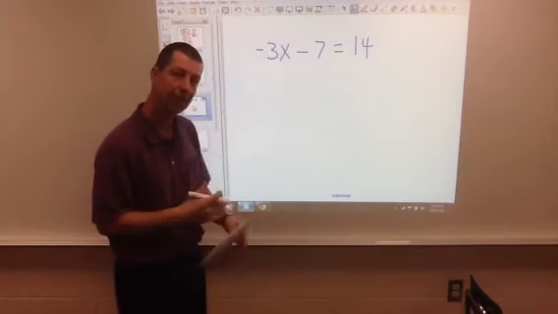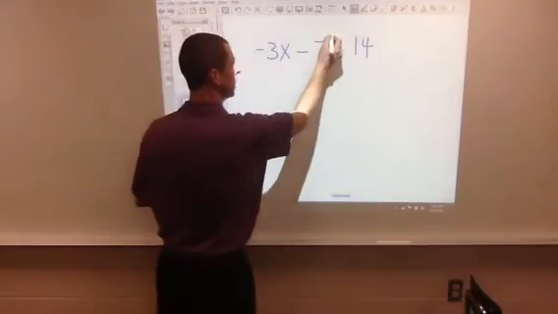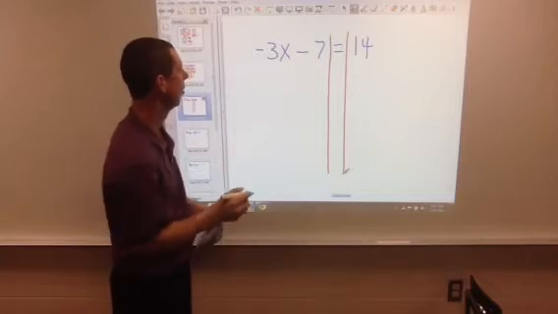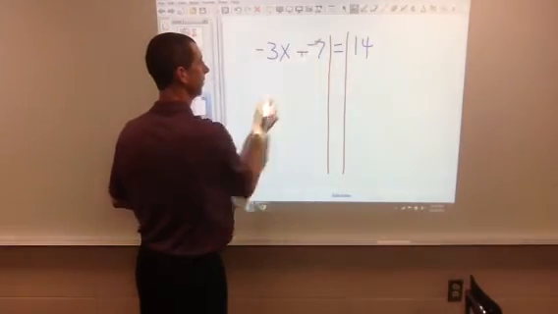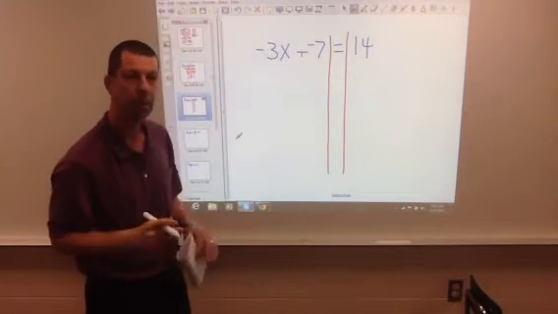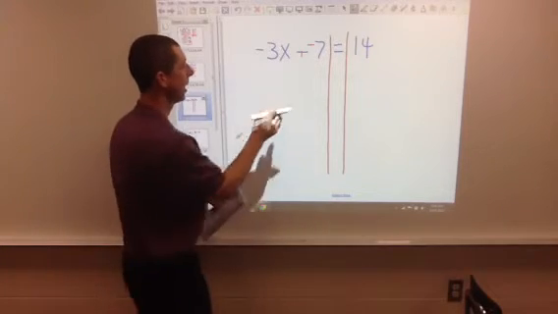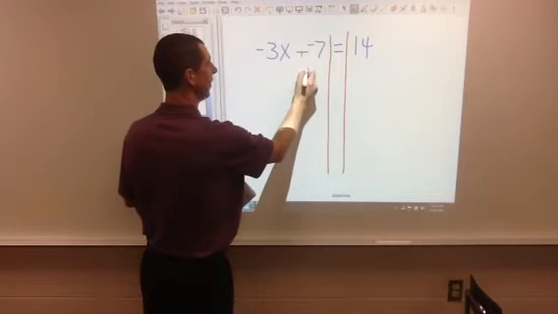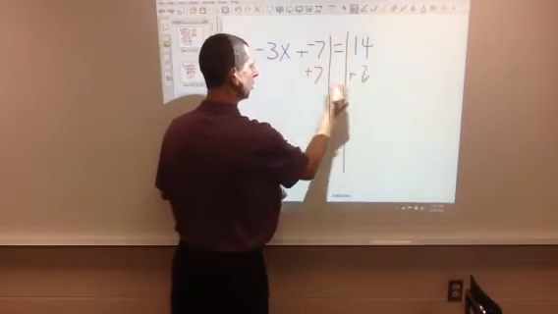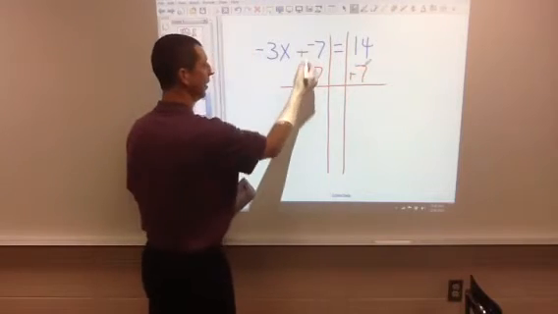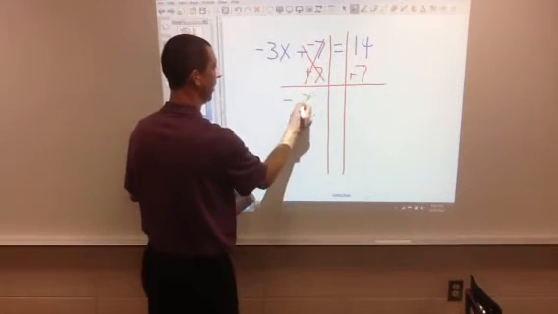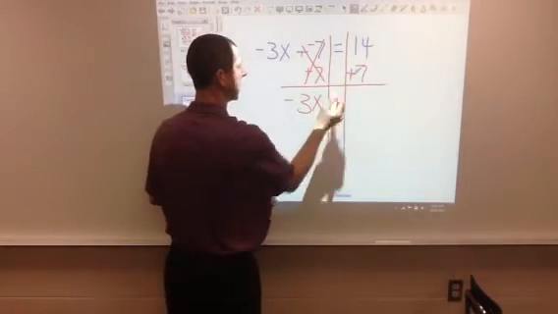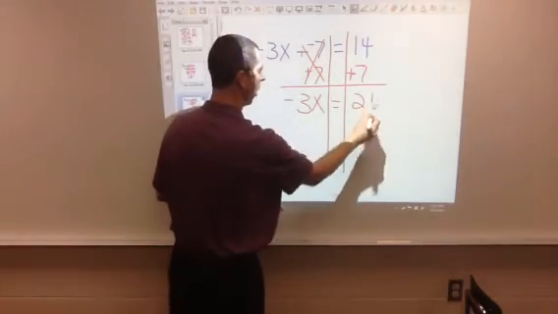Okay, here's one that's a little more difficult, real similar though. Okay, so first step is to divide the equation into 2 sides. Okay, I'm going to add the opposite. Okay, that helps to eliminate mistakes. Now my first step, I have to get rid of the negative 7 here. So I'm going to add 7, that would be the opposite operation. Okay, these cancel. So I'm left with negative 3x equals 14 plus 7. This is a plus sign. 14 plus 7 is 21.